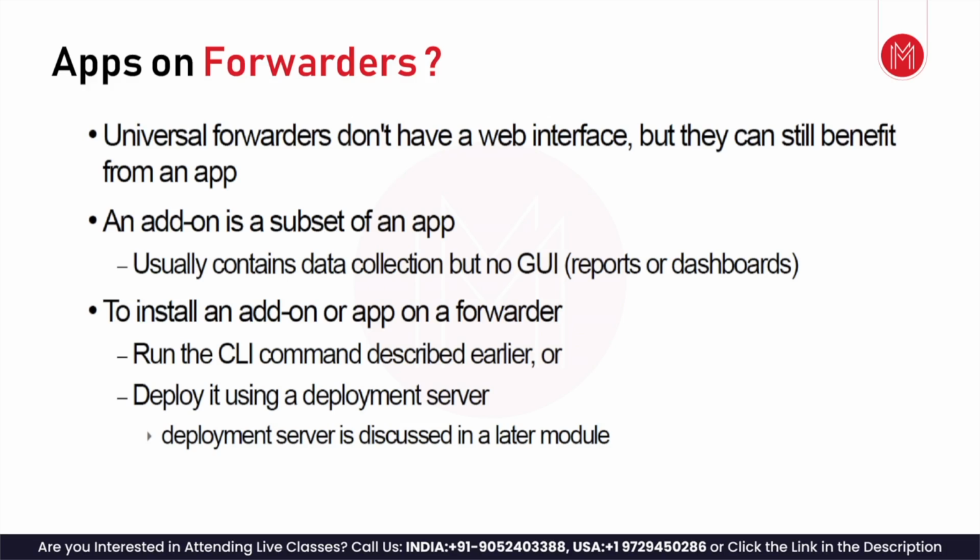An add-on is nothing but a subset of an application. The Microsoft Windows add-on I have installed is one of the add-ons. Some add-ons will not have a GUI. GUI means reports or dashboards, which add-ons will not have, but for applications, you can see reports and dashboards. To install an add-on or an application on a forwarder, you have to run the CLI command described earlier, or deploy it using a deployment server. About the deployment server also, you are going to see it in coming lessons.